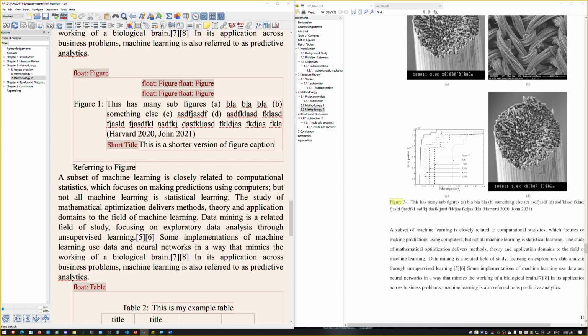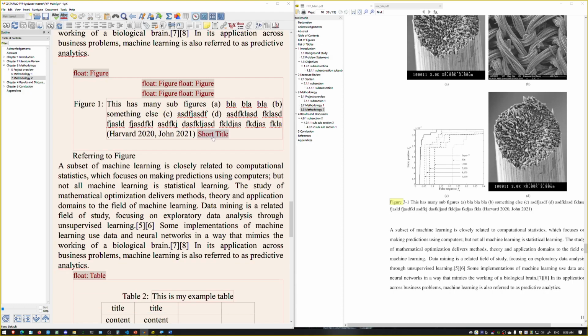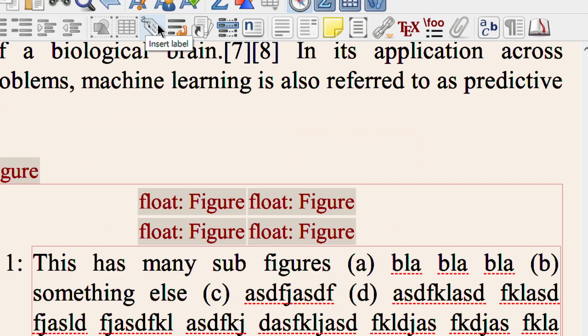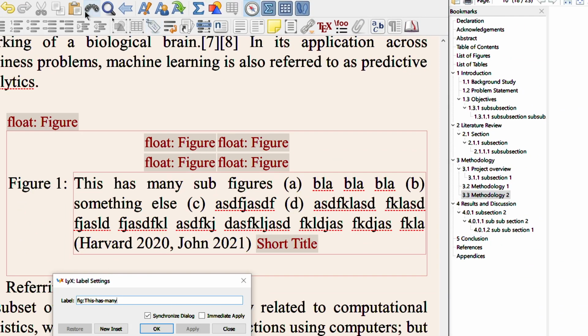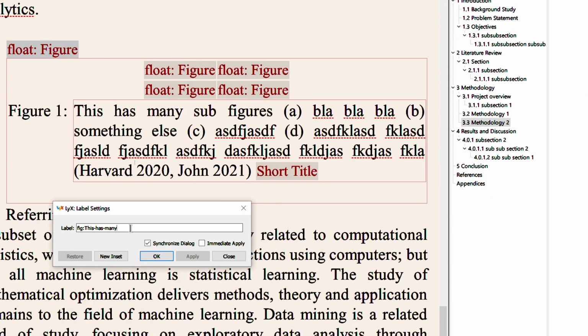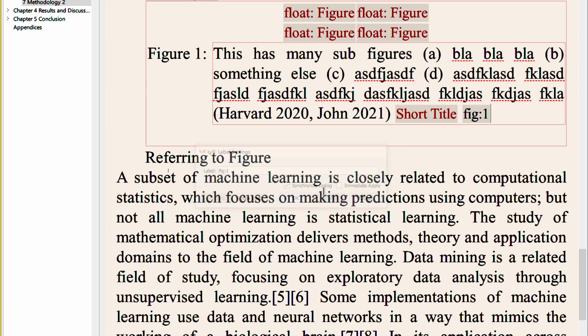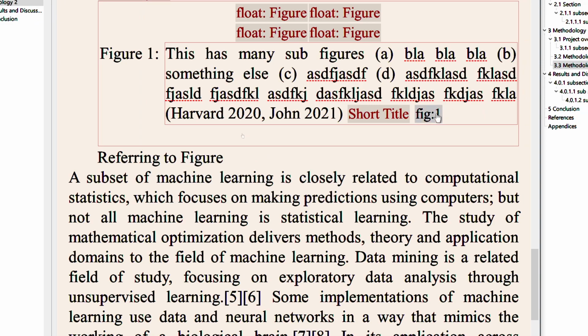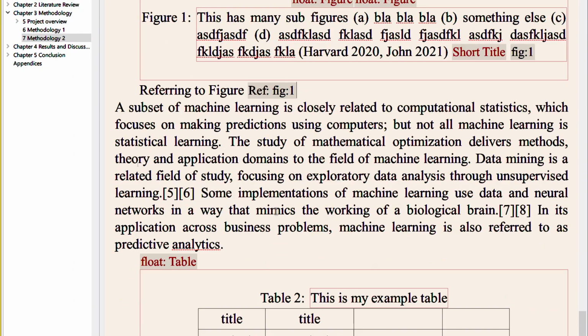For these figures, you can just put a label at the back of this caption, the short title. You see this one, Insert Label. Click on this, Insert Label. Then you have the label settings. You can put any name, or if you don't want to make it longer, you just put Figure 1. Then you have this label here. Then you can Copy as Reference and put it over here.